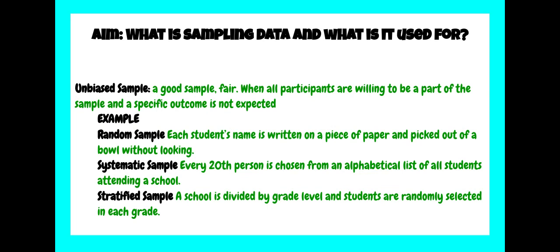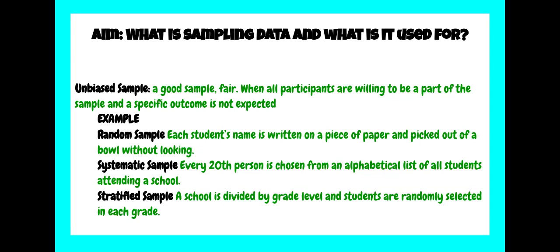An unbiased sample is a good fit and it's fair when all participants are willing to be a part of the sample and a specific outcome is not expected. We have three types of samples that are unbiased. Number one is a random sample. It's like if each student's name is on a piece of paper and you pick one out of a bowl without looking. That would be randomly sampling the people in a class. It's not asking people in alphabetical order, because that's a group at the beginning of the class, or saying the oldest children in the class. This is saying we're just going to randomly pick out of a hat.